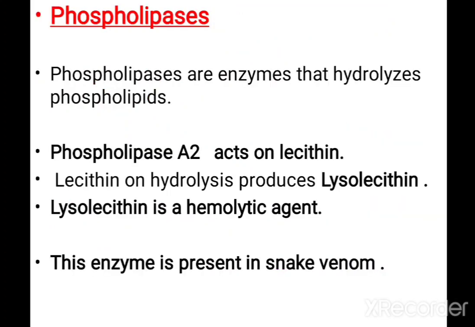There is another topic, phospholipases. Phospholipases are enzymes which can hydrolyze phospholipids. One type of phospholipase is phospholipase A2, and this phospholipase A2 acts on lecithin, that is phosphatidyl choline, and on hydrolysis this lecithin produces lysolecithin, and this lysolecithin is a powerful hemolytic agent. That enzyme phospholipase A2 is present in some snake venom. That's why snake venom can produce hemolysis. So that's all regarding glycerophospholipid.